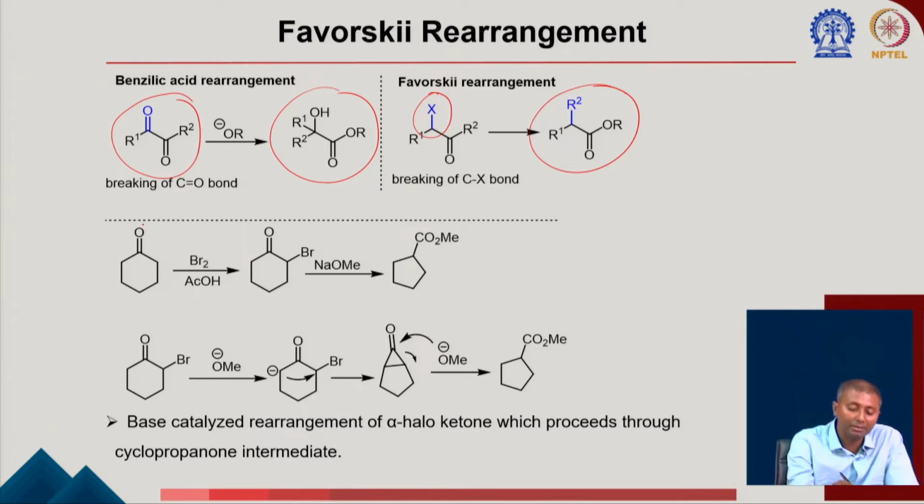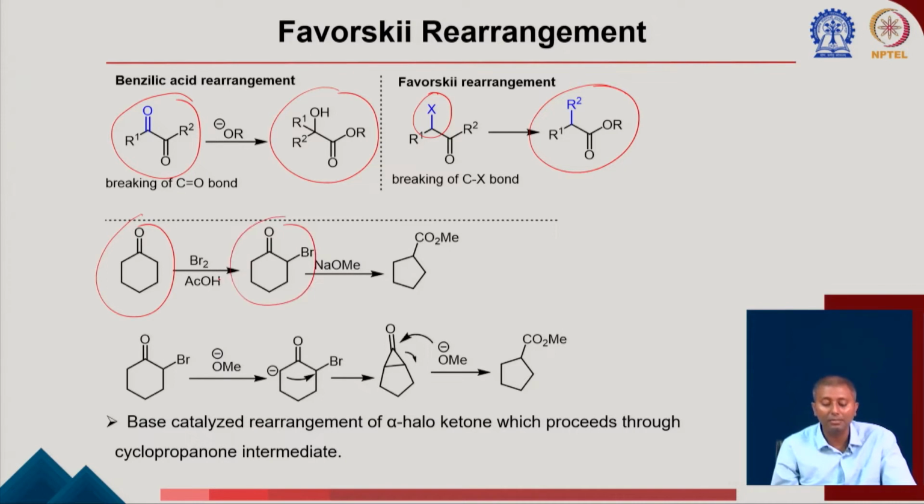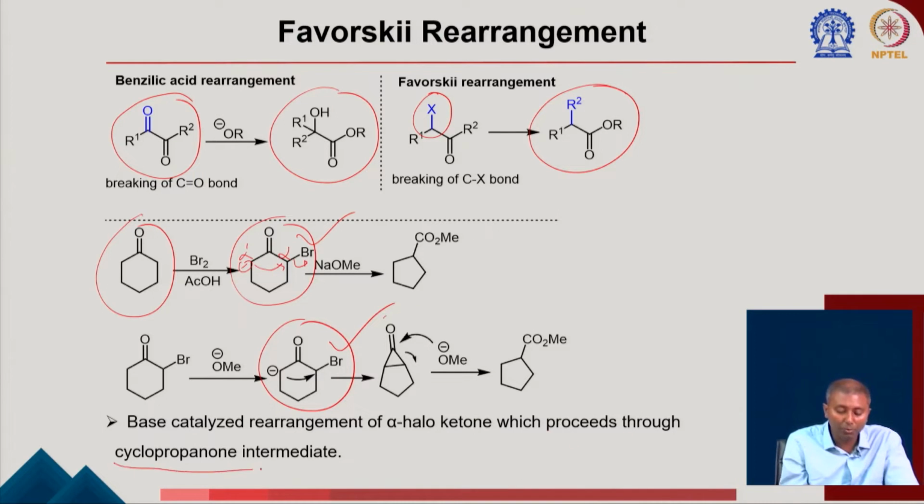Here is an example from cyclohexanone. You can make the corresponding alpha-bromocyclohexanone using bromine and acetic acid. Once this compound is treated with sodium methoxide, what is going to happen? If this is my alpha position and this is my alpha dash position, it is going to abstract this proton from here, go for an SN2 type of displacement to remove this bromine, and that is happening here. It will form a cyclopropanone intermediate, which you can see here.